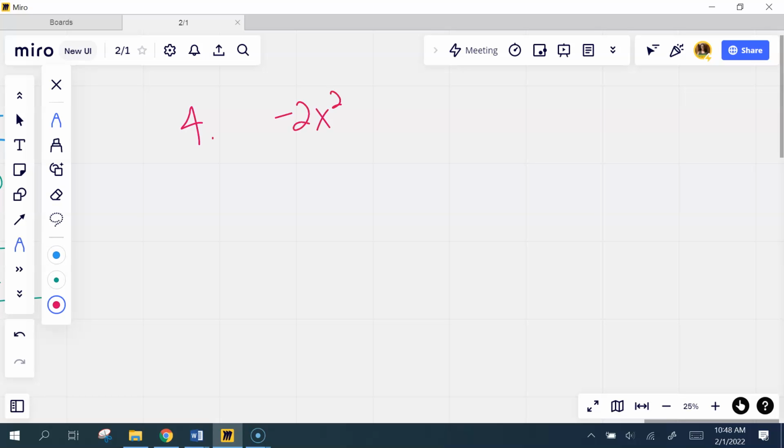Negative 2x squared plus 3x. And I think, if I'm not mistaken, you guys have seen quadratic formula before. Is that correct? Y'all see it in Algebra 1? At least see it. Maybe you don't know how to use it or work with it, but you've at least seen it or heard of it before.